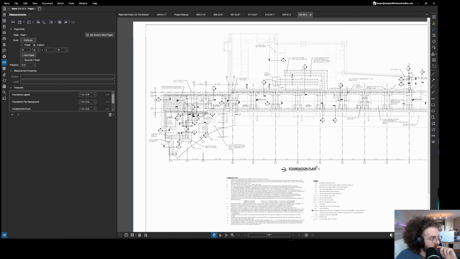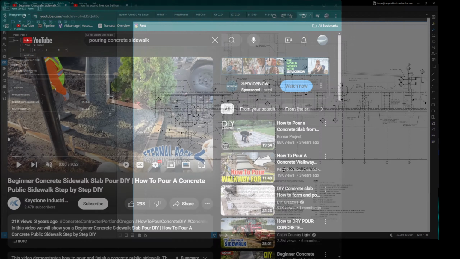So that's a general foundation plan. I don't know everything that I've covered. I don't have the best lineup for this. I do have one more switch to do.